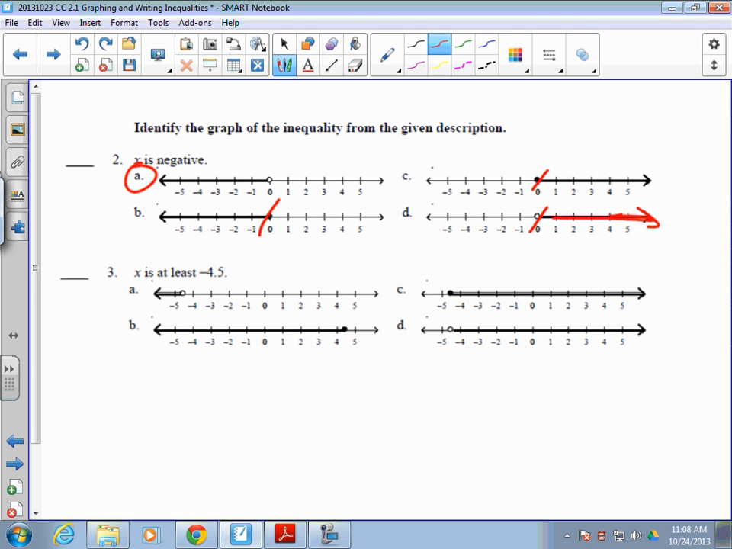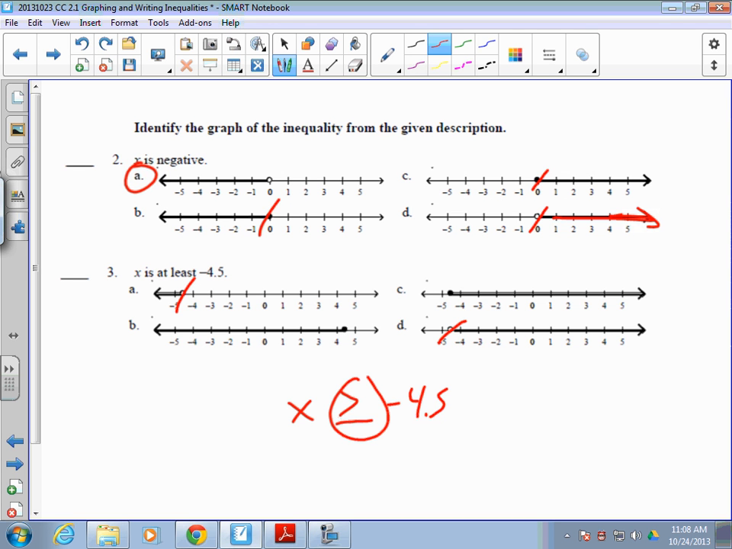Number 2 is also A. X is at least negative 4.5. At least means count the number 4.5 and everything greater. So X is at least negative 4.5 is how that one would be written. At least is this symbol here, greater than or equal to. So we'd have a closed-in bubble, not an open one like this one.